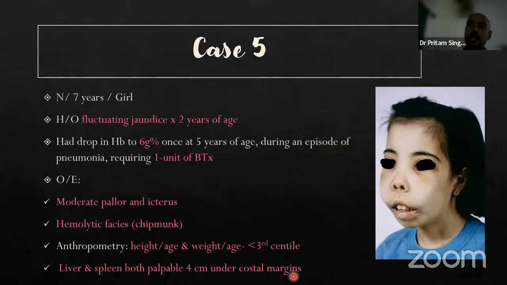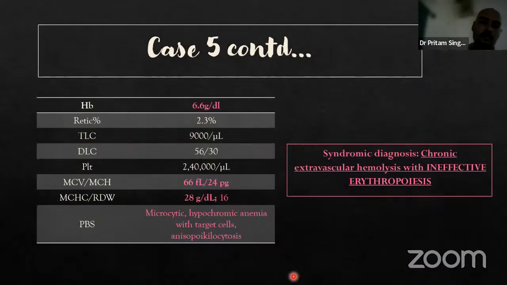More than that, a large bulk of ineffective erythropoiesis is also underplaying the situation, right? So that message should be clear. So we did a hemogram which revealed microcytic hypochromic anemia; platelet count, etc. were fine. Reticulocyte count was 2.3%, which is low only for this given degree of anemia. There were target cells and anisopoikilocytosis.